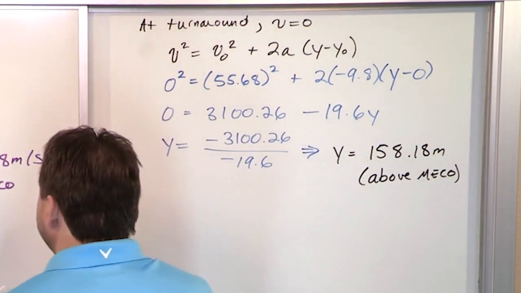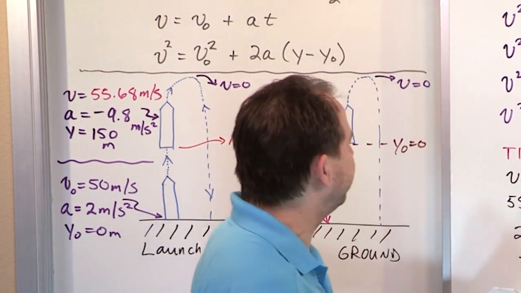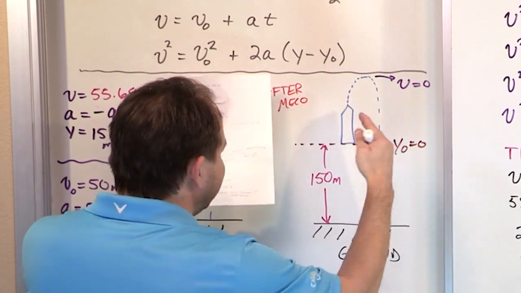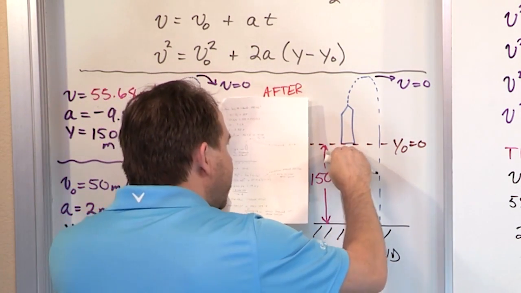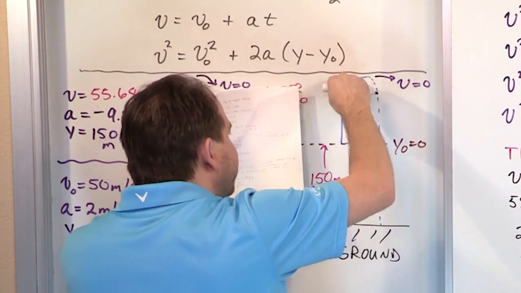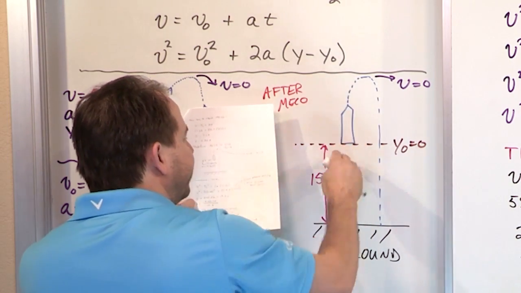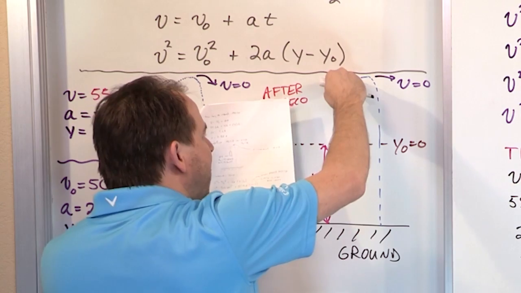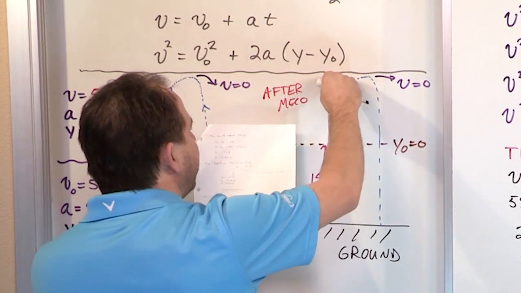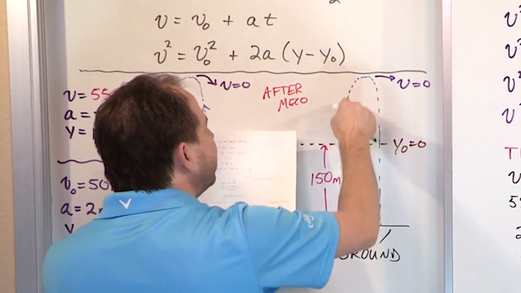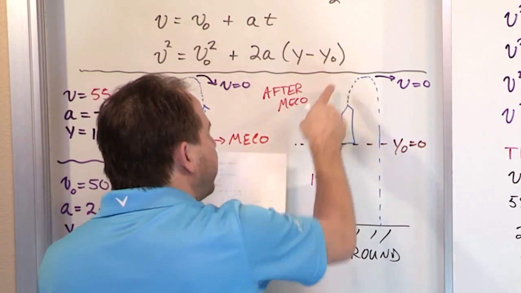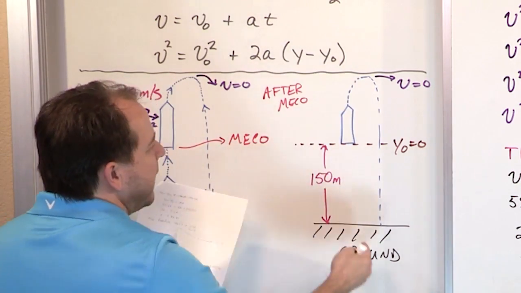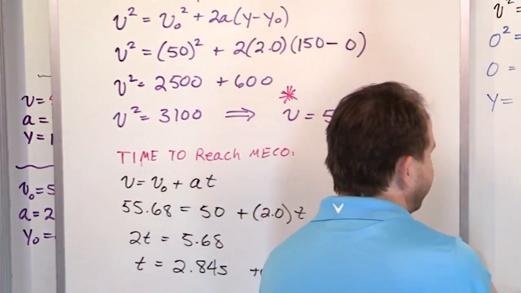Why? Because this is why you can't just plug things into physics equations. When we solved it, we said this is our problem. It starts here. Its final position is here. So we weren't measuring the final position from the ground. We were measuring it from Mako. So the answer we get for y, 158.18 meters, was the distance above Mako to here. So we just need to add the 150 to it to find how high the rocket goes above the ground.